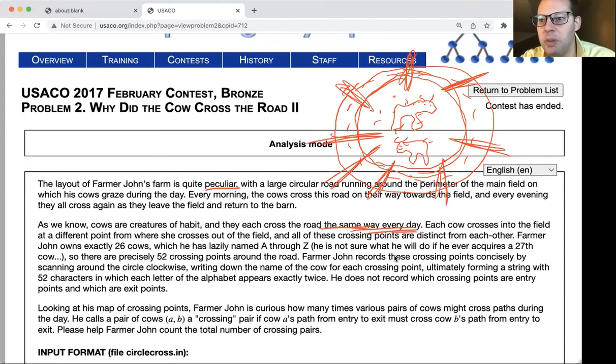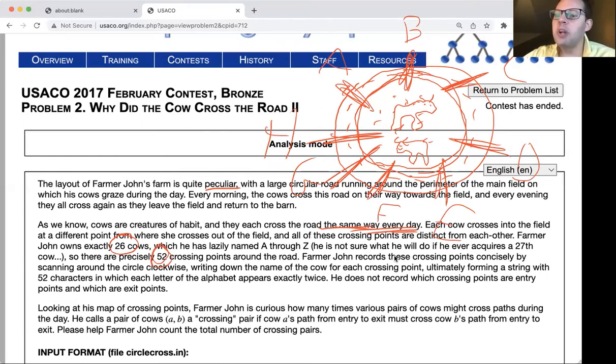I'm just going to go ahead and label them A, B, C, D, E, F, G, and H. Okay, so I've got these 8 crossing points. Each cow crosses in the field at a different point, and crosses out at another point. Okay, so each cow is going to cross in somewhere and cross out. Farmer John owns exactly 26 cows and has lazily named the cows A through Z. Not sure what he'll do if he ever acquires a 27th cow. So there are precisely 52 crossing points around the road.